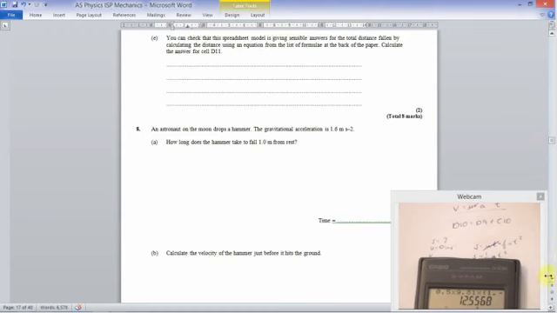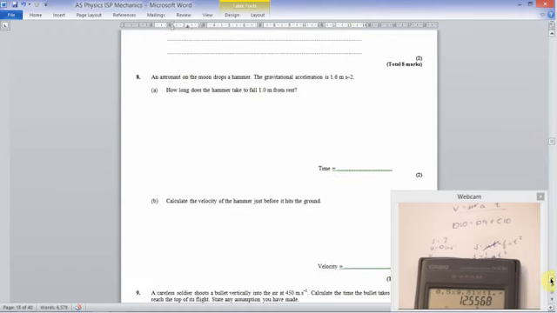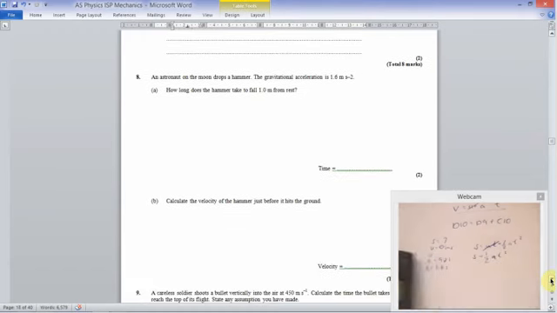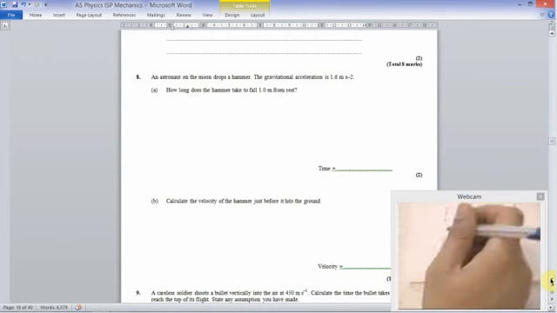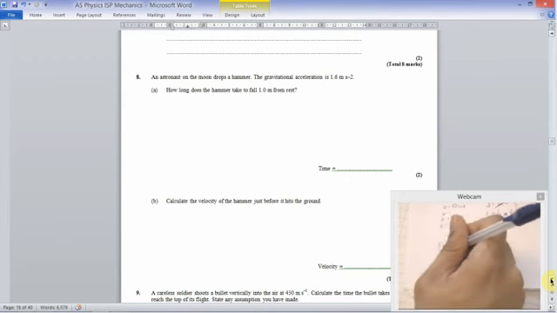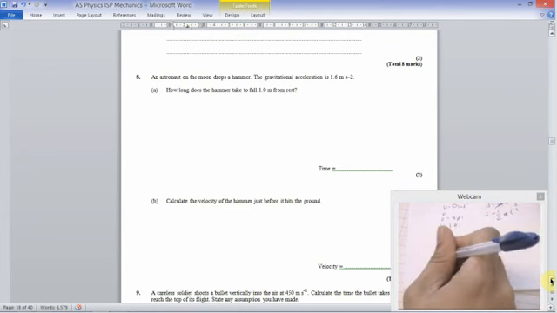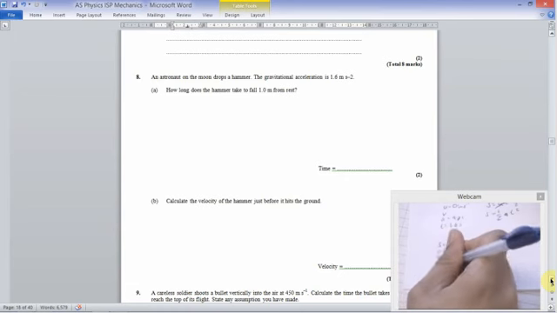Next question, question 8. Okay, standard question about figuring out time from other information. So we've got an astronaut dropping a hammer, acceleration due to gravity is 1.6 meters per second squared. How long does it take for the hammer to fall 1 meter from rest? Okay, so let's do that again. So 1 meter from rest. So from rest means initial velocity is 0. Final velocity, we don't want anything to do with. Acceleration is 1.6. Time is what they want.